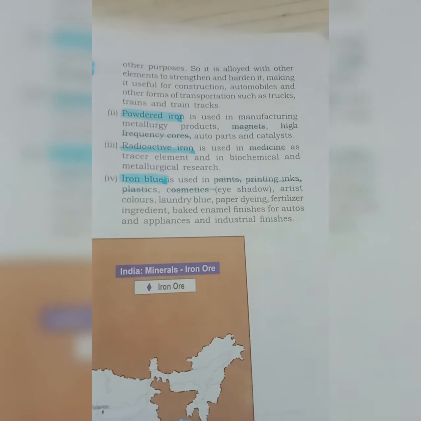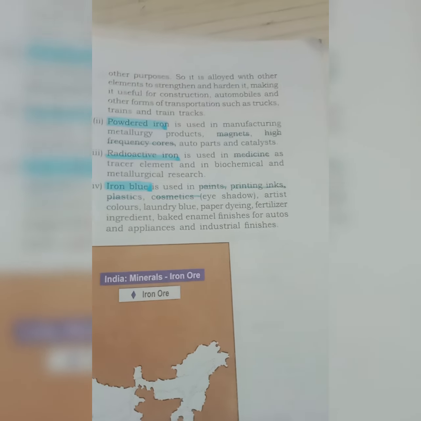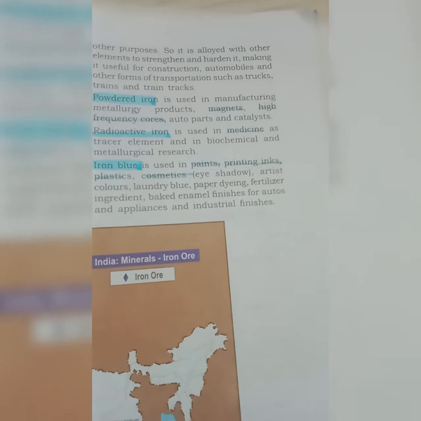Then, using iron ore as a raw material, radioactive irons are made, and that is further used in the medicine field. Then iron blue is prepared, which is a color used for shade colors in things like plastics, paints, and printing inks.